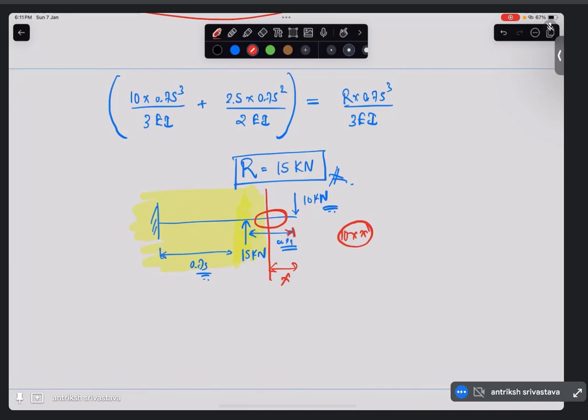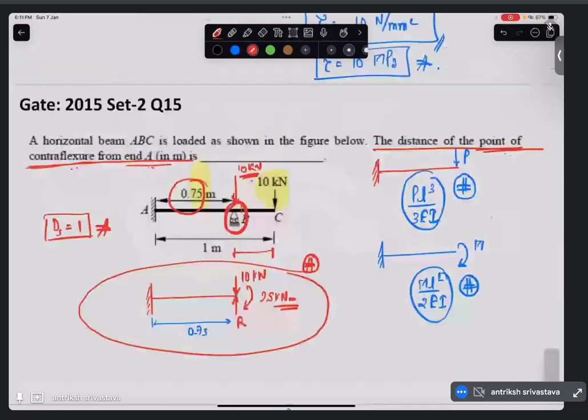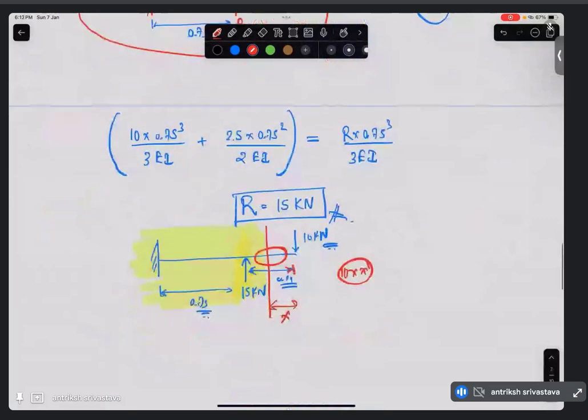Whenever they ask about the point of contraflexure, they are not actually talking about this free end. So you should not write the answer as 1 meter, because here also the bending moment is going to be zero. It is somewhere in the middle that the bending moment is going to come to zero. So that's what we have to find out. We know that it is not going to be between these two loads, because only one load is going to create the bending moment here, right?